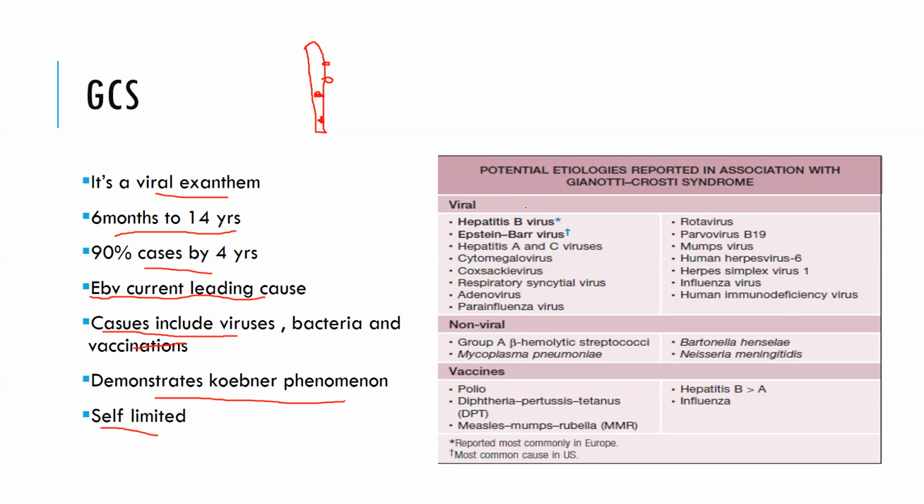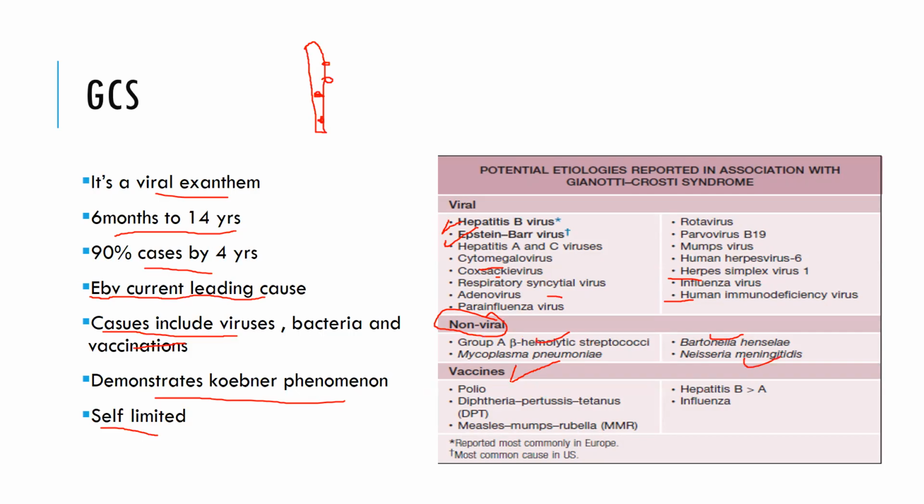So this table tries to categorize and highlight the most commonly implicated viral infections, bacterial infections, and also the vaccines. The viruses include hepatitis B, which has now been replaced by Epstein-Barr virus. Other viruses include CMV, Coxsackie, respiratory syncytial virus, adenovirus, parainfluenza, human herpes virus, herpes simplex virus 1, and even HIV. Among the non-viral causes, the bacteria that have been implicated include group A beta-hemolytic streptococci, Mycoplasma pneumoniae, Bartonella henselae, and also Neisseria meningitidis.